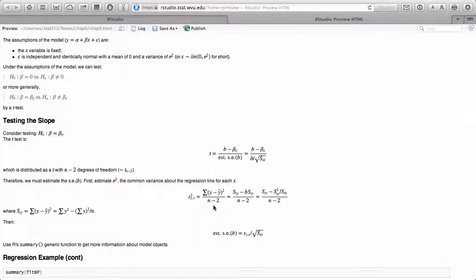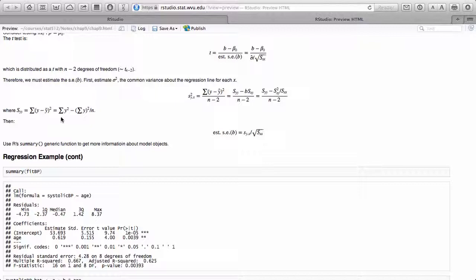The other ways are if you were doing it by hand, and you've already computed s sub xx, s sub xy, and s sub yy, all three of those quantities. Then I could take s sub yy minus b times s sub xy over n minus 2, or I could take s sub yy minus s sub xy squared over s sub xx, divided by n minus 2. Either one of those will allow you to get it. In the last expression, I'm simply putting in the value for b, which is s sub xy over s sub xx. So I'm just substituting for b to go to the last expression.